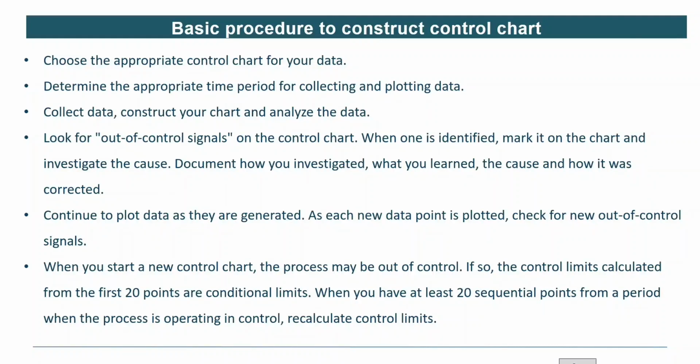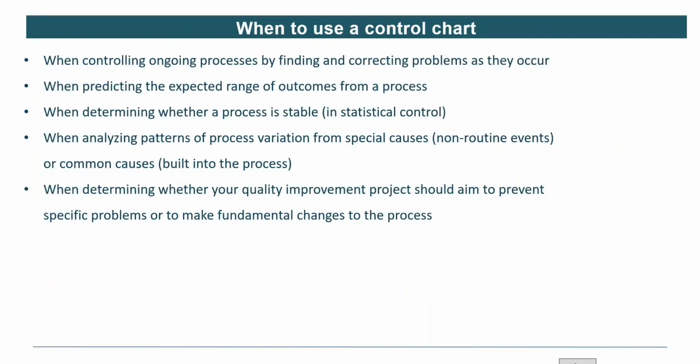That means when your process goes outside your control limits, or when your process is under the influence of any special cause, the control chart will help you to identify that, so that you can immediately investigate and understand what actions need to be taken. So this is how you construct and start using control charts.